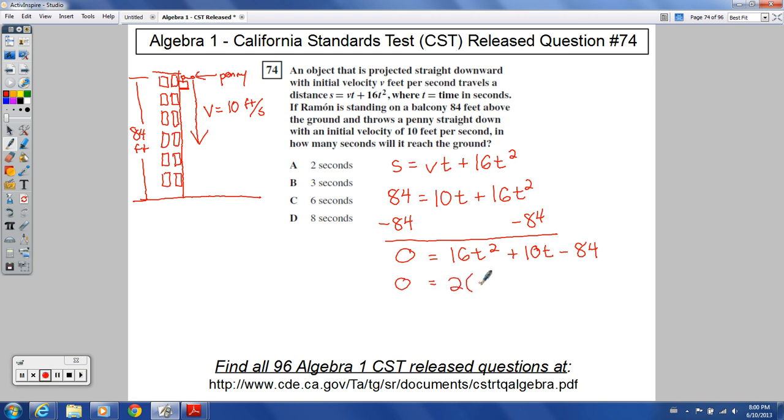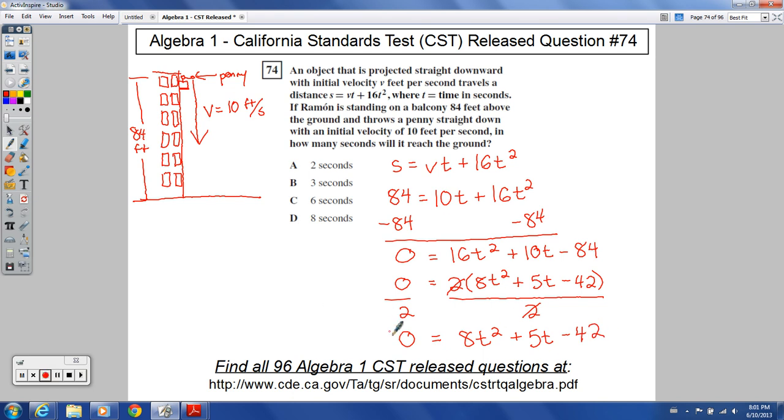So from here, it looks like we can factor something out of everything first, so might as well do that. It'll make life a little easier for us. I can factor a 2 out of everything first, leaving me with this. If I divided the whole equation by 2 on both sides, 0 divided by 2 is still 0, and the 2's cancel, so I'm just left with 8t squared plus 5t minus 42.